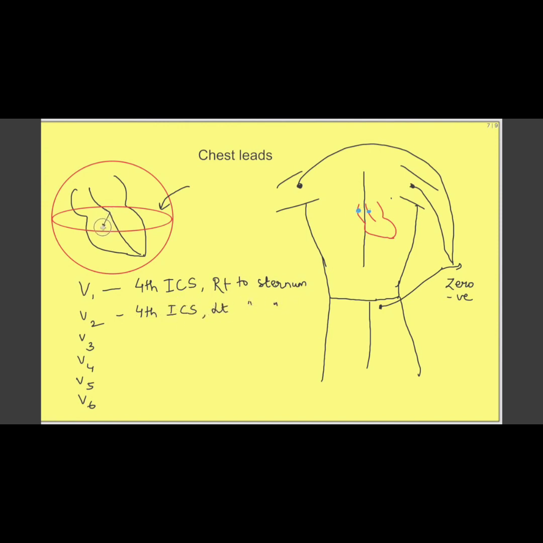So the direction of these leads is like this. This is V1 and this is V2. Now V4 is placed in the 5th intercostal space in the mid-clavicular line, and V3 is placed between V2 and V4. So their directions are like this. V5 is placed in the 5th intercostal space in the anterior axillary line. These are all on the left side. And V6 in the left 5th intercostal space in the mid axillary line. So only the V1 electrode is placed right to the sternum and all the rest are placed on the left side.